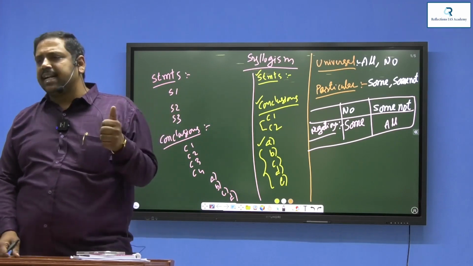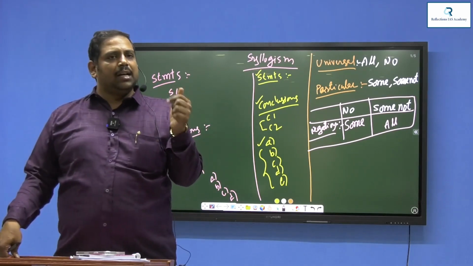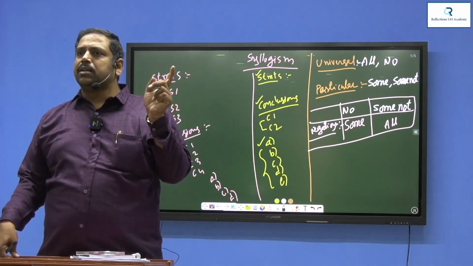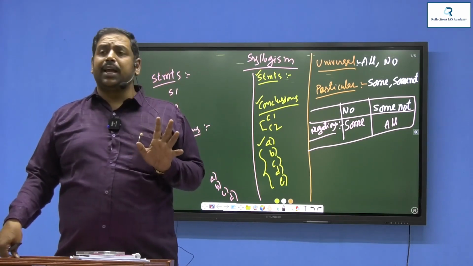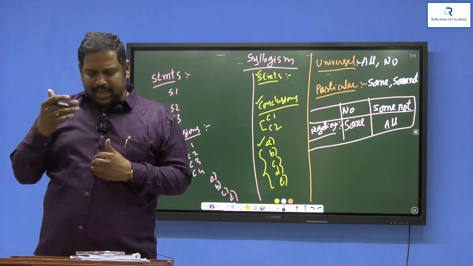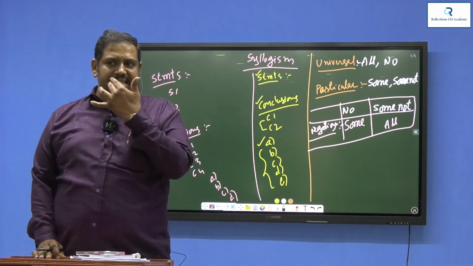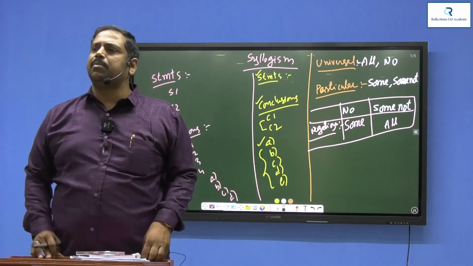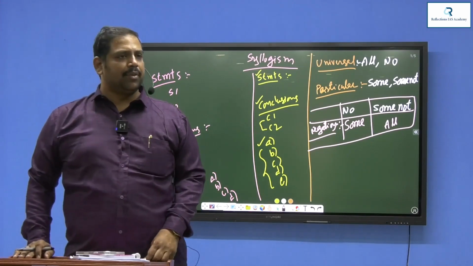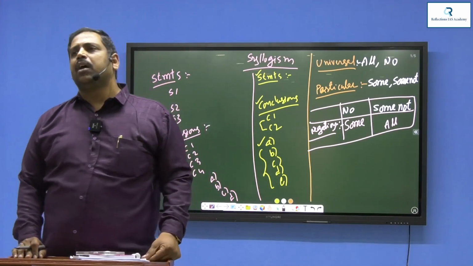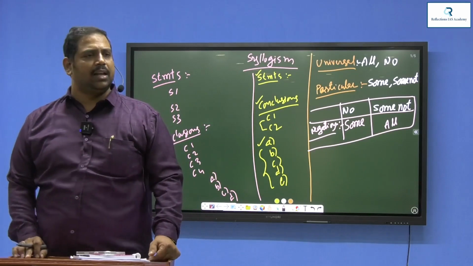What are the universal predicates we have? All and no. What are the particular ones? Some and some not. What is the negation of no? Negation is some. No is universal means particular, positive. Some. What is the negation of some not? All. Clear for you? Good.